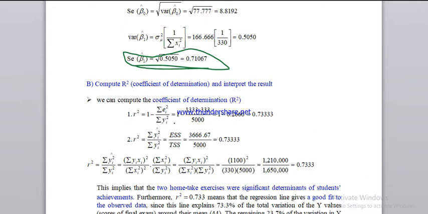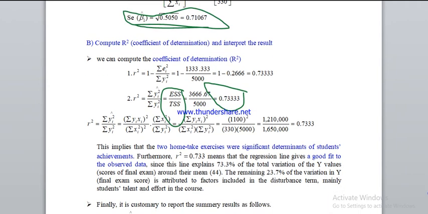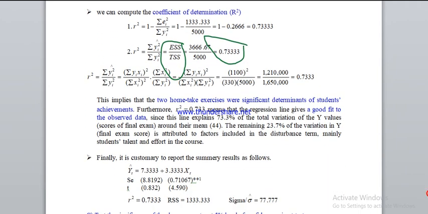Of course, R square is equal to explained sum of square over total sum of square. The summation of explained sum of square plus residual sum of square, when we say residual, it is unexplained, is equal to total sum of square. So R square is equal to 0.733. That implies that the homework exercises were significant determinants of students' achievement.